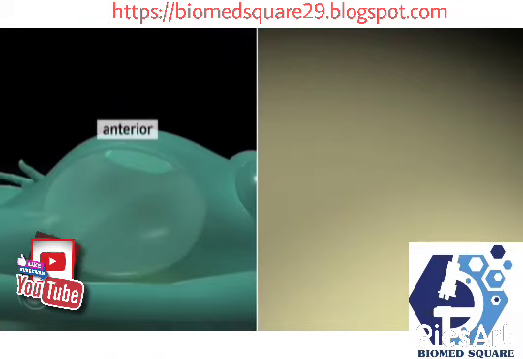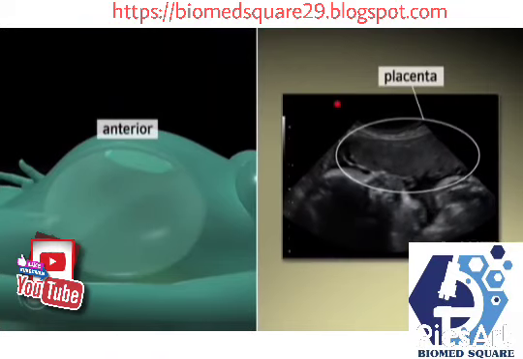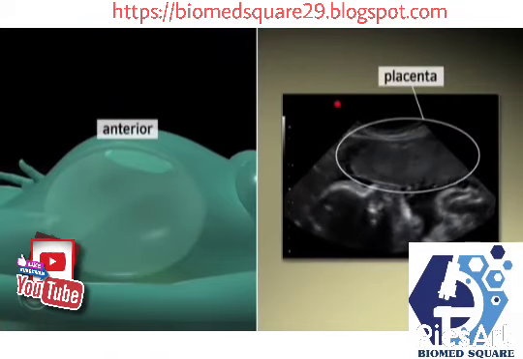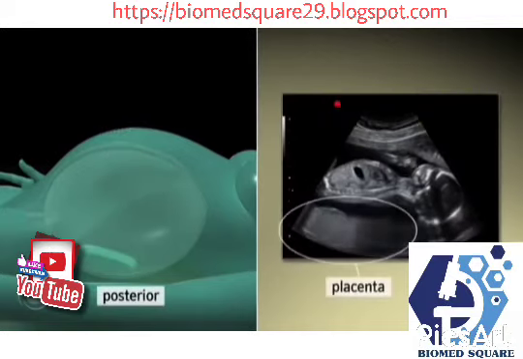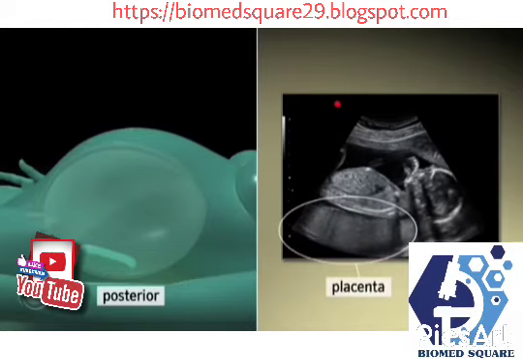Anterior and posterior positions. Scanning in the longitudinal or the transverse plane, the anterior placenta will always be at the top of the screen and the posterior placenta will always lie at the bottom of the screen.